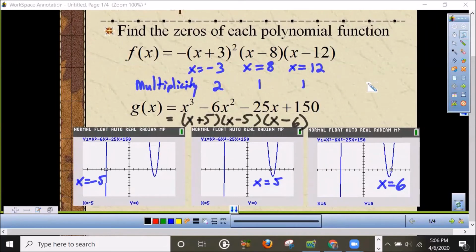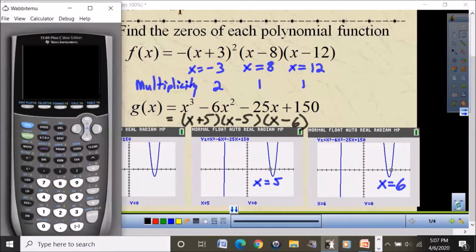When we go back and look at our two warm-up problems, we can see in g of x, which I've now written in its factored form, x plus 5, x minus 5, x minus 6, each of those factors shows me one of the x-intercepts of that function. That also means that the zeros of the polynomial f of x, negative 3, 8, and 12, those should also show up as x-intercepts on a graph. And let's take a look at that.